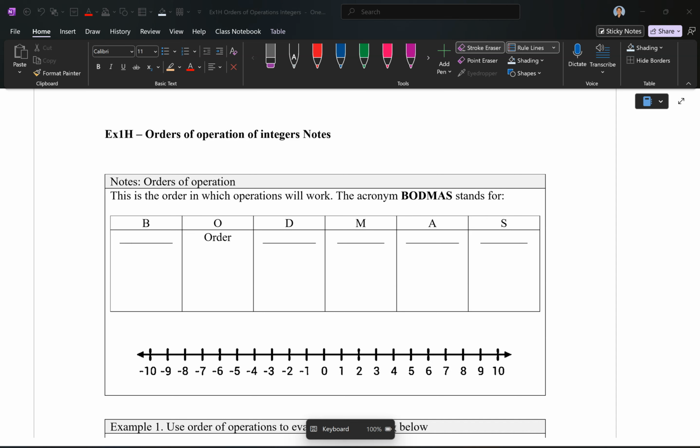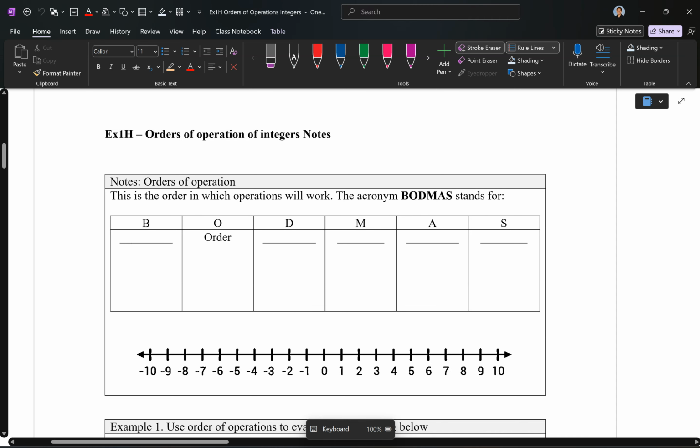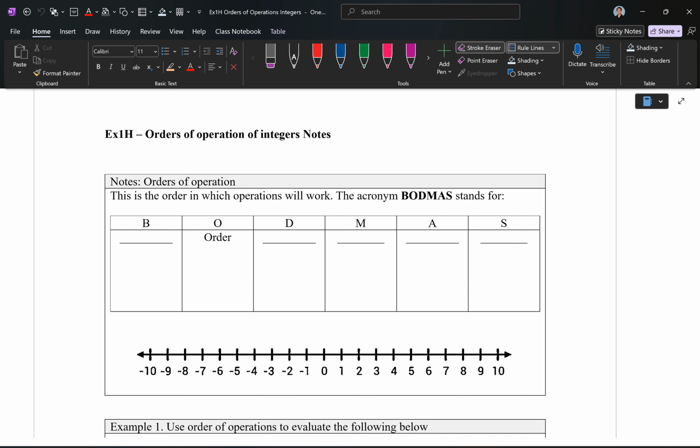Exercise 1H, BODMAS. When you're doing this, most of it is going to be pretty straightforward. You're just going to make sure that the order is correct. Okay, here we go. BODMAS. Or sometimes they might have taught it in primary school, they've been changing the language to BIDMAS. So it could be BIDMAS or BODMAS. That's why I put order there, just in case you didn't know.